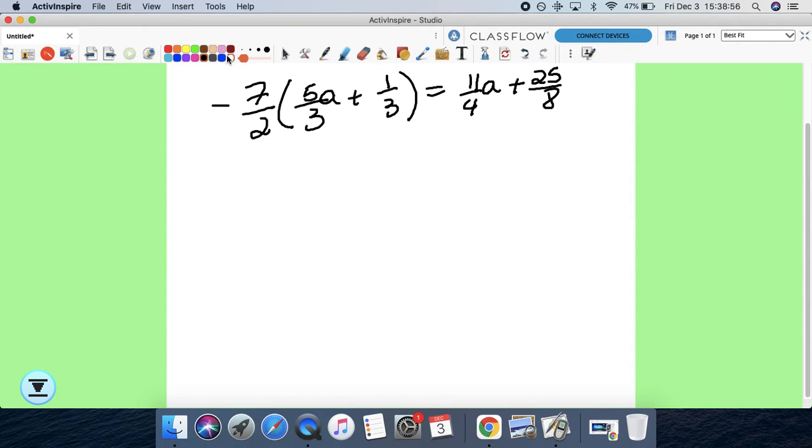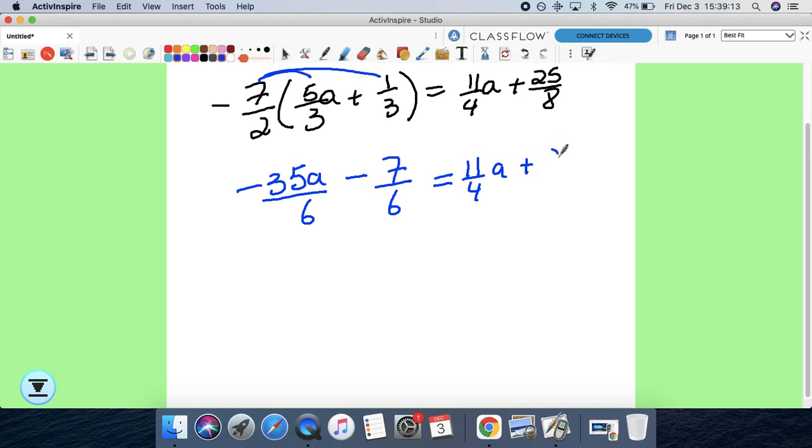Okay, so let's multiply that. These two, and then these two. I'm going to get negative 35A over 6, and then negative times a positive against a negative. 7 times 1 is 7, and 2 times 3 is 6. Equals 11 over 4A plus 25 over 8. I will now clear the bottom denominators.